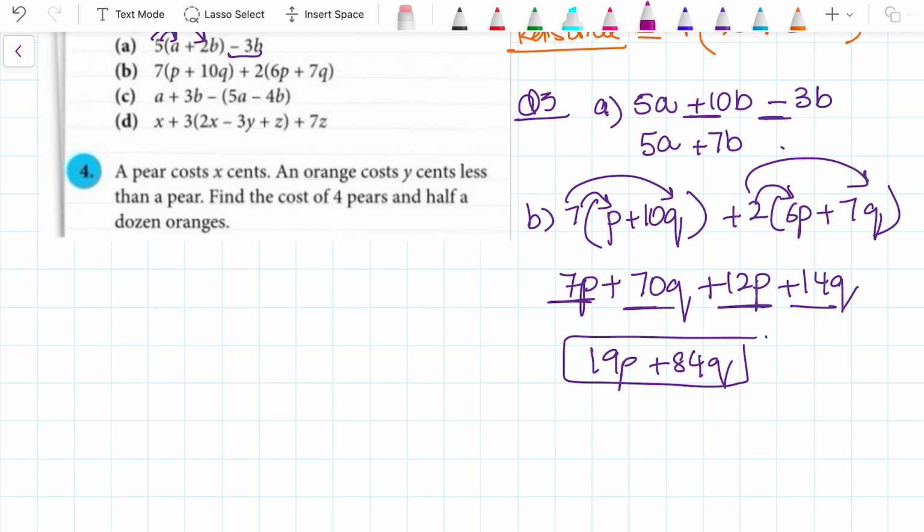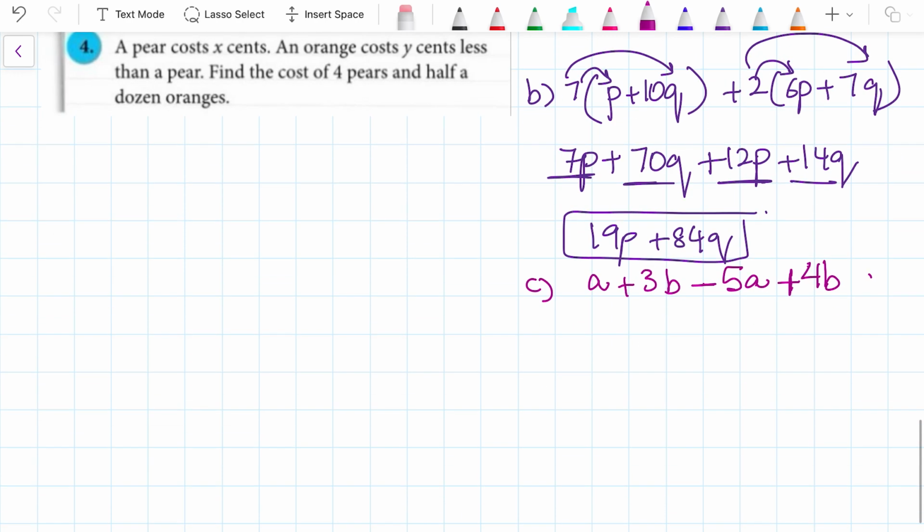Let's look at the third part. a plus 3b minus 5a minus minus is a plus 4b. a minus 5a is a minus 4a. 3b plus 4b is a 7b.